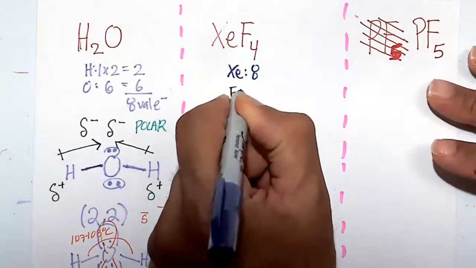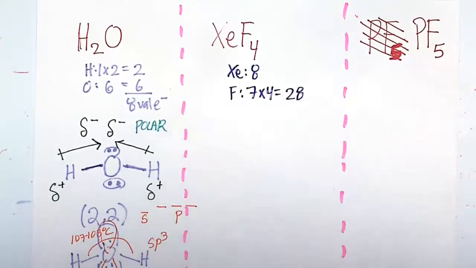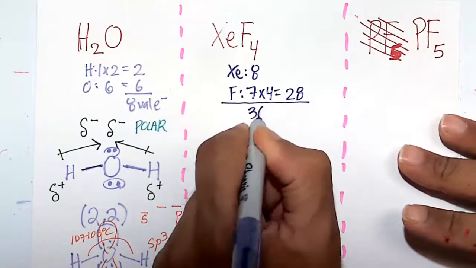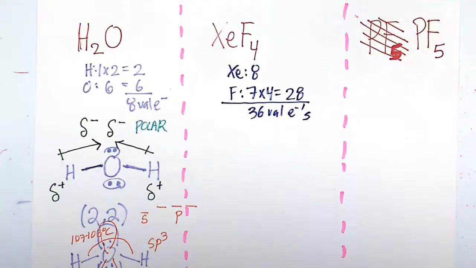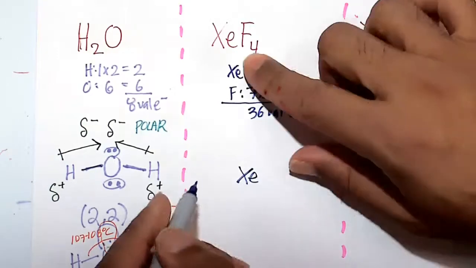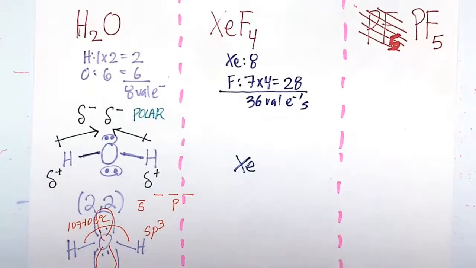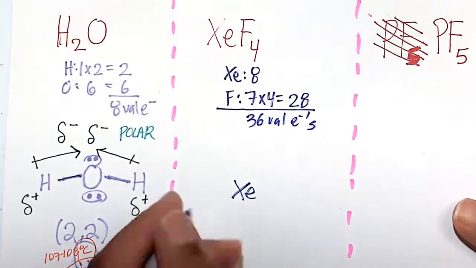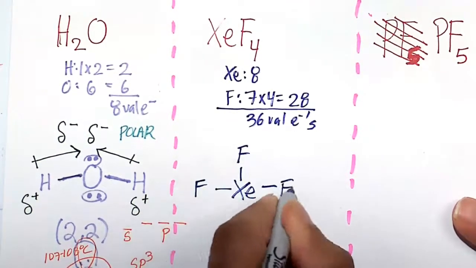Fluorine as a halogen is happy at 7, but we got 4 of those, so we've got 28 electrons, so 8 plus 28. Our goal is to get 36 valence electrons around the xenon tetrafluoride molecule. So let's make xenon our central atom, because we don't know which of the 4 fluorines you want as central. So xenon will make the perfect candidate as a central atom, and then we're going to bind to it 4 fluorines. 1, 2, 3, 4.